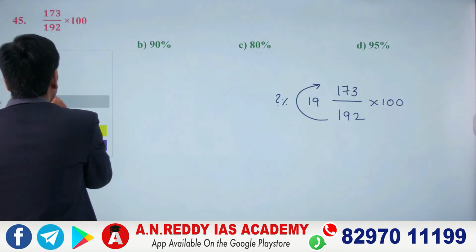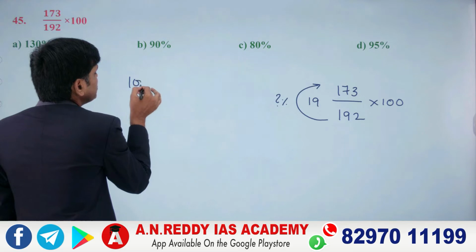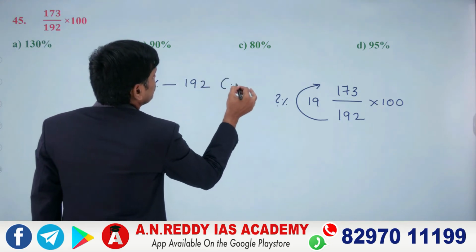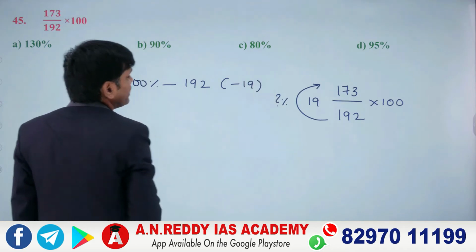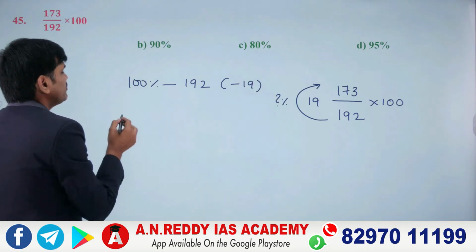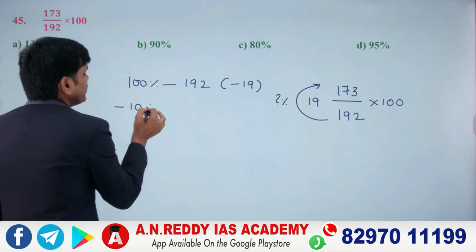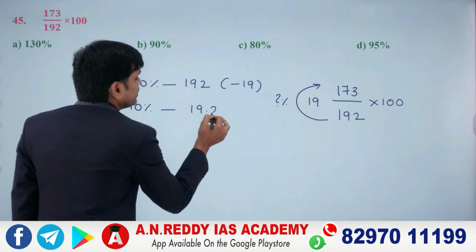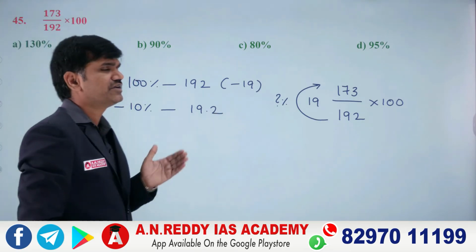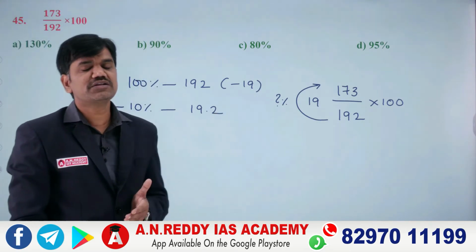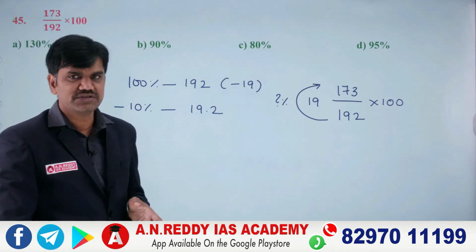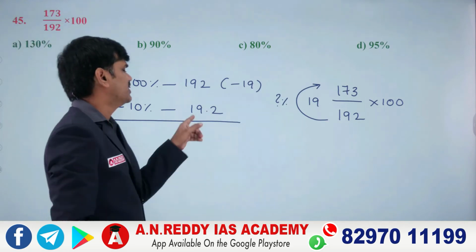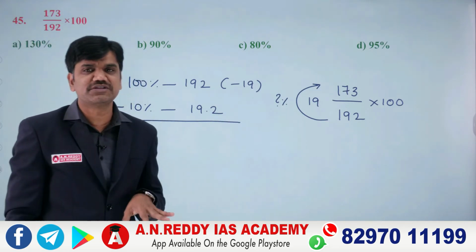So let's take 100%. 100% is how much? 192. How much I have to remove from this? 19. So 19 means, can I remove 10%? 10% will be how much? If I remove 10%, that will be 19.2. I cannot remove 10%, which means I cannot touch 90%. So my answer is slightly above 90%. Let us check further. Approximately it is 90%, because 19.2, this is 19.